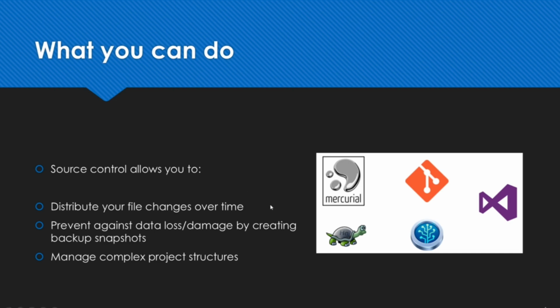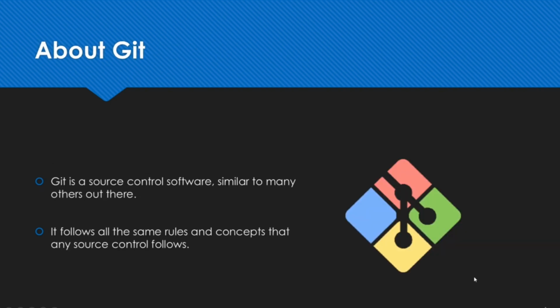So that's pretty much it for what you can do with source control, but why don't we actually talk about Git here? You can actually see the logo right there. Now that I've explained source control, I don't really need to explain Git, because Git is just source control software. It was created by the same person who created Linux, and it was actually created to manage Linux. So it's just regular old source control software, and it's similar to others.